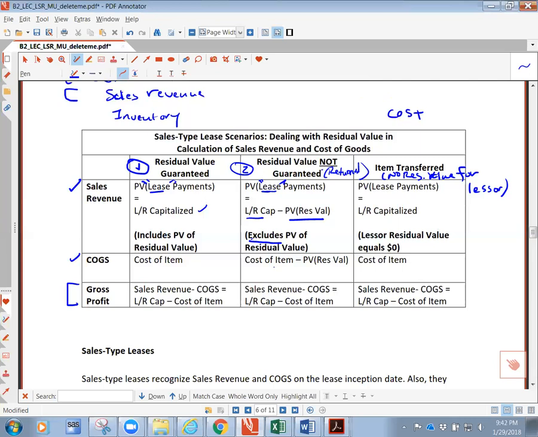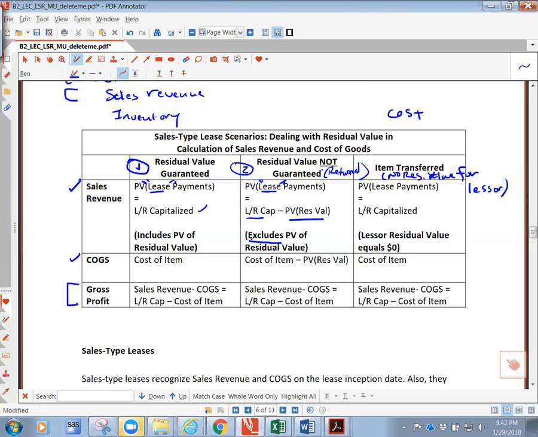Your expected residual value at the beginning may not be your actual, or what do you call it, your realized residual value at the end. So anyway, we can't count it as sales revenue. We can't recognize it, so that's why it does that.